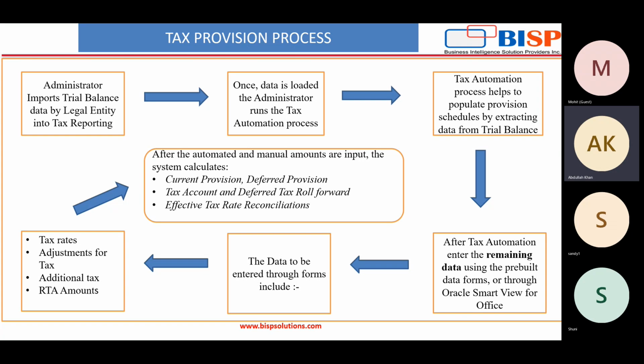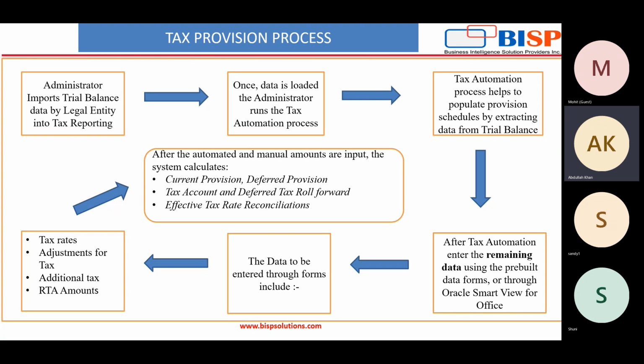So automation can be done through the tax automation process, but in case there are any adjustments which are required, like we saw in the previous slide, the RTA adjustments, which are the return to accrual adjustments, any data which has been left out in the previous year returns, which needs to be input in the current year data, we can do that manually as well.